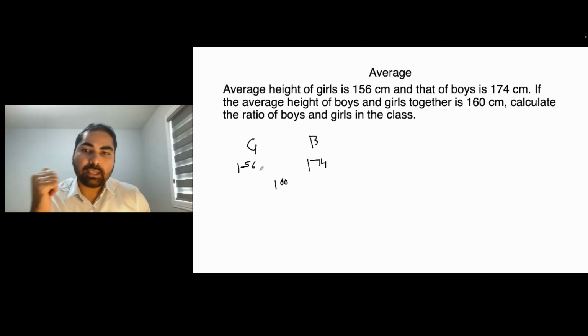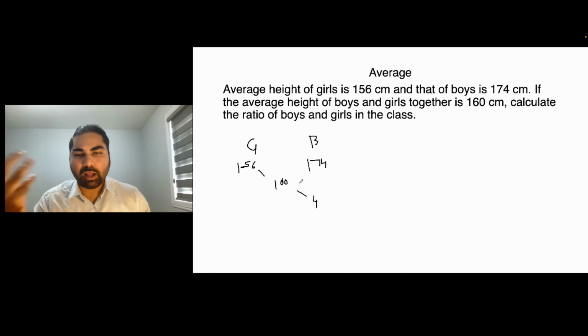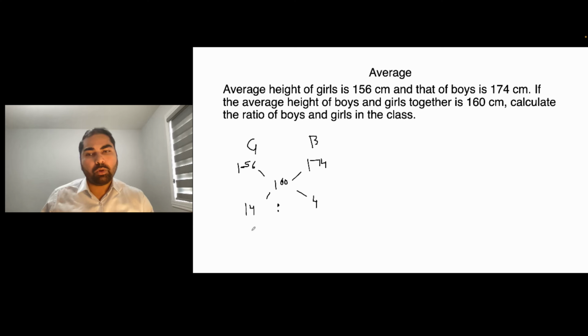Well, that's going to be easy. You just have to do this minus this. So what is 160 minus 156? 4. So just take the positive number. And this minus this, what's 174 minus 160? Well, that's 14. So they are mixed in 14 by 4, or you can eliminate the 2 and say it's mixed in 7:2. So for every 2 boys, there are 7 girls. That's the ratio in which this class is mixed together.